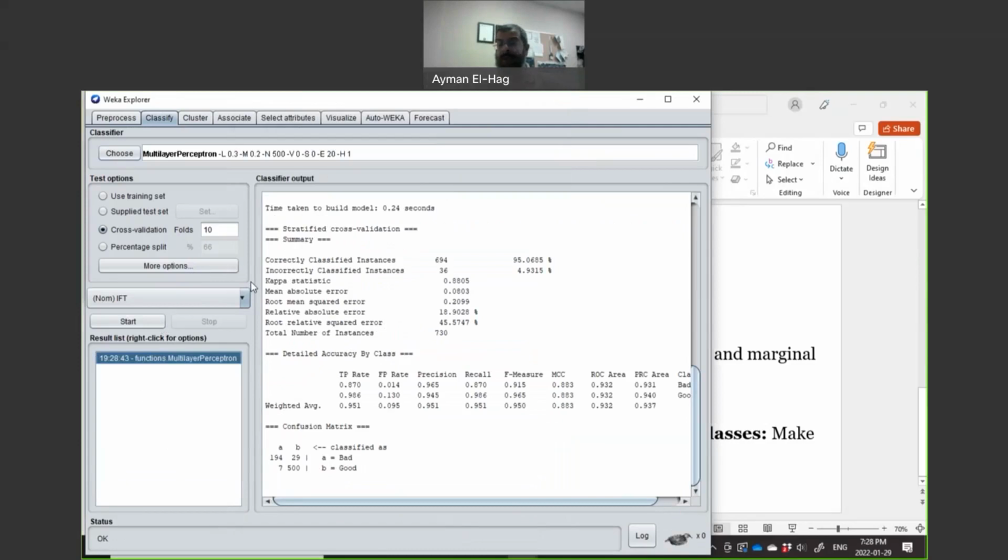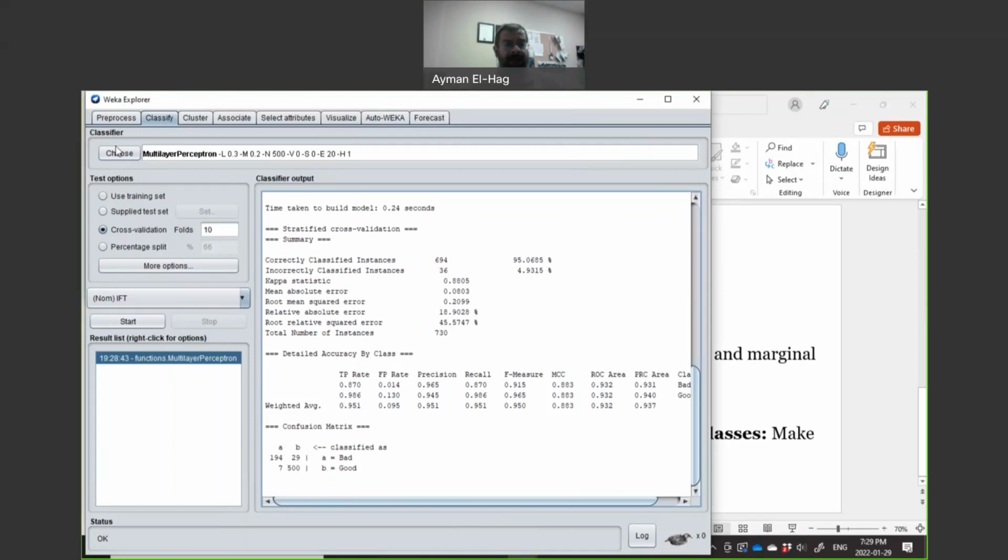Okay, so now let's look at the accuracy. The accuracy has improved to 95%. Remember, it was 89%. Not only that, but the true positive rate has improved. One is 0.87 or 87%. The other is 98%. So this is really good. I mean, look at the confusion matrix here. You can see that the number of cases that are misclassified was very, very little.